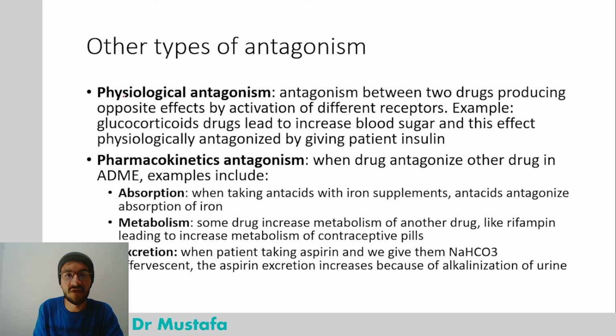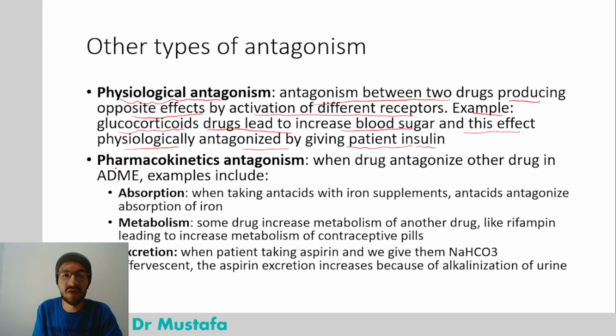Also we have the physiological antagonism, and that's antagonism between two drugs producing opposite effects by activation of different receptors. An example would be the glucocorticoids. These drugs lead to an increase in blood sugar, and this effect is physiologically antagonized by giving the patient insulin. So insulin is the physiological antagonist for the glucocorticoids.